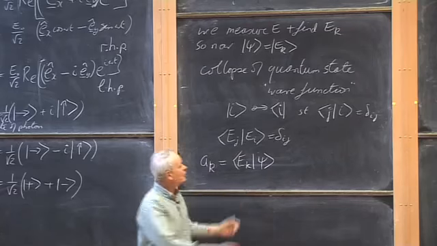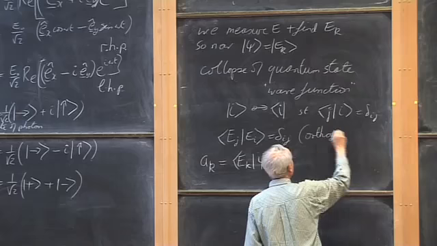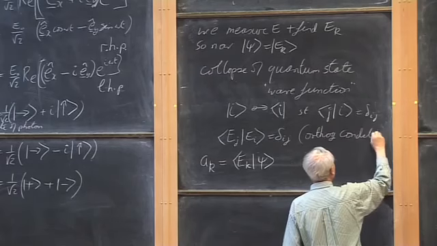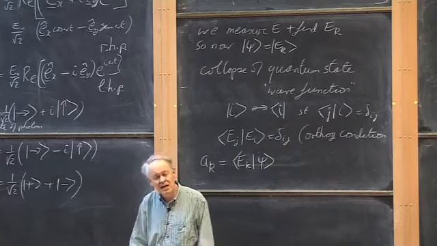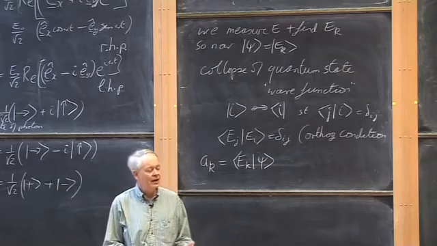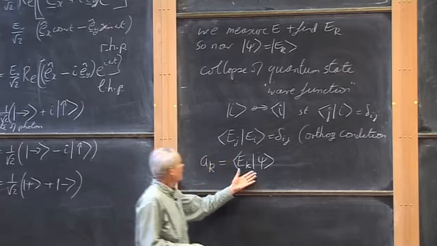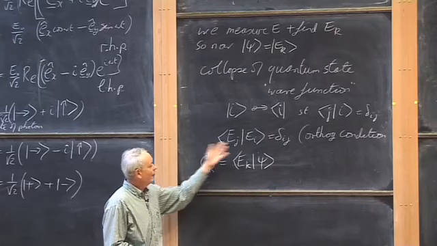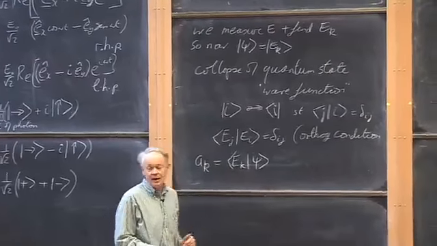So this orthogonality condition is a logical necessity. The mathematicians have given it to us, but we need it for physical reasons. It's a requirement of our fundamental principle that this gives us the amplitude for measuring Ek.